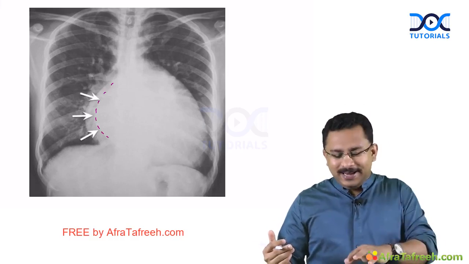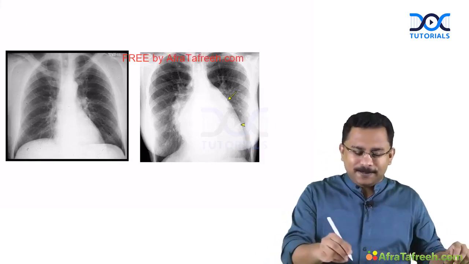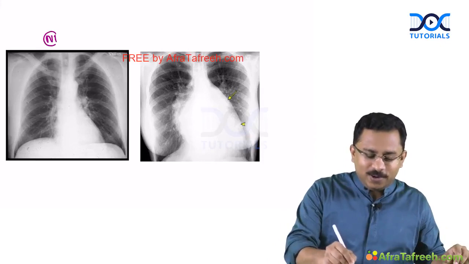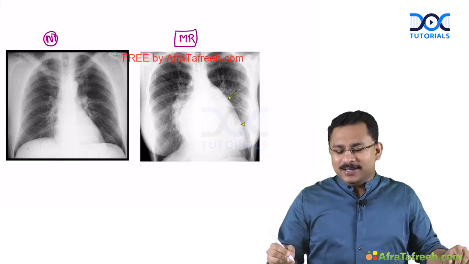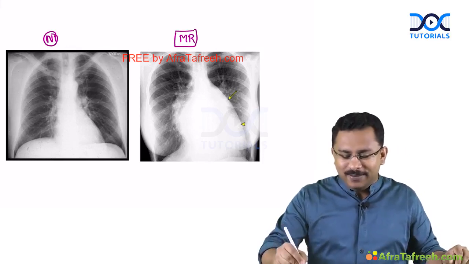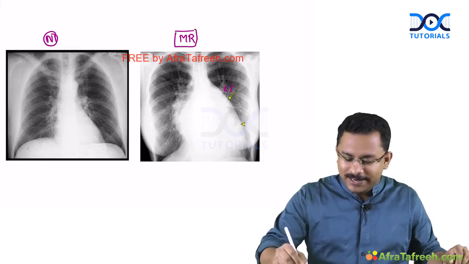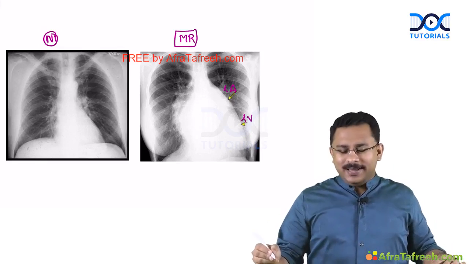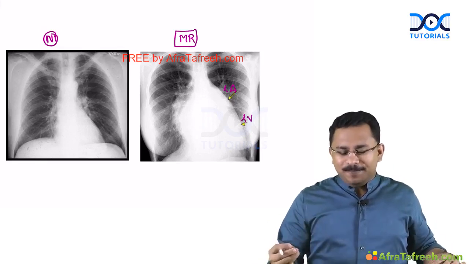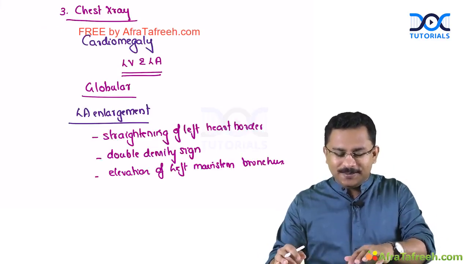Okay, and I also want you to compare and contrast these two X-rays. The first one being a normal X-ray and the second one being of a patient with a mitral regurgitation. So you can see that you are having features of both LA enlargement and also LV enlargement. Okay, so these points are important to note in patients with mitral regurgitation.